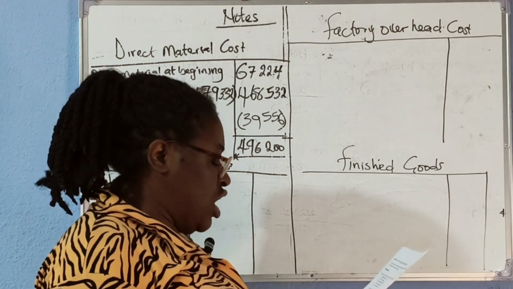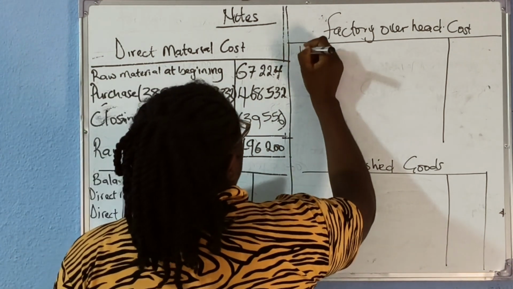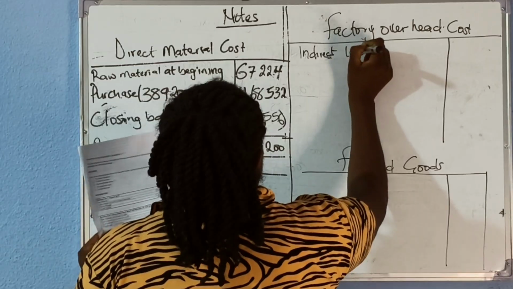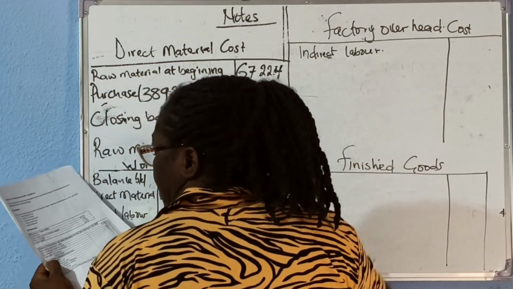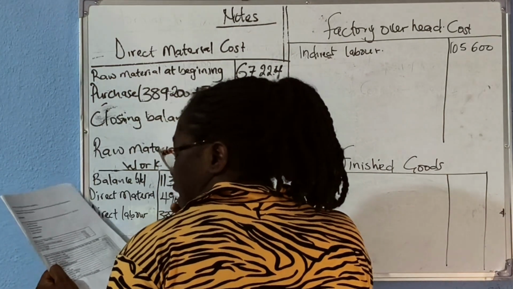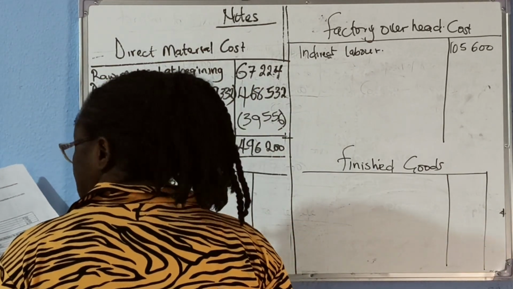Now we can look at our factory overhead cost. We start with indirect labor, which was given as 105,600. Then we look at our indirect material.